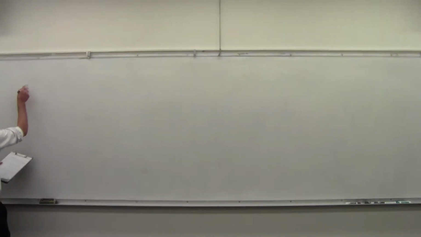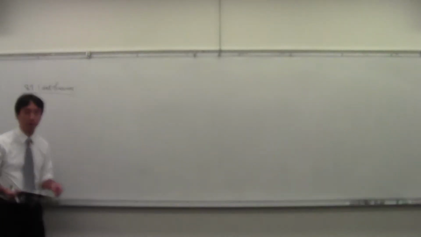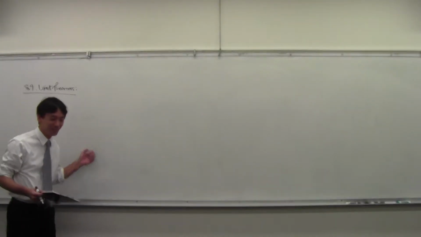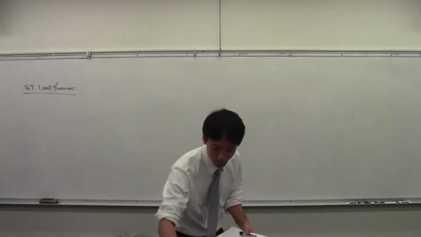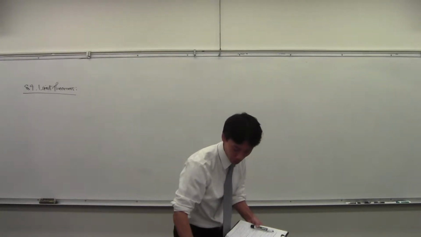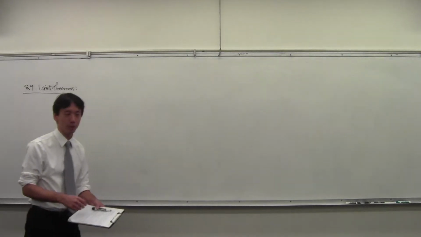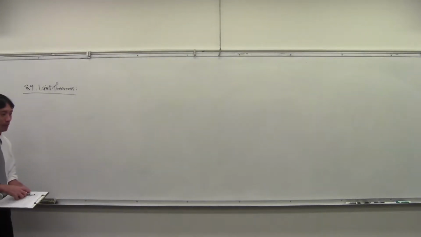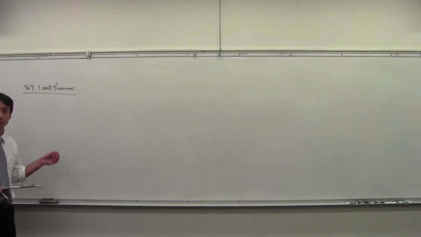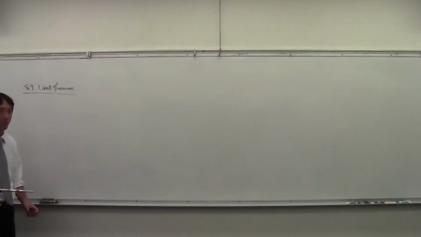So section 9, limit theorems, as we said last time, are a bunch of theoretical tools that allow you to avoid having to do the epsilon N arguments. Okay, so first we make you do the epsilon N arguments, and then we give you these tools that say, okay, you can stop doing them. You can stop doing them now.